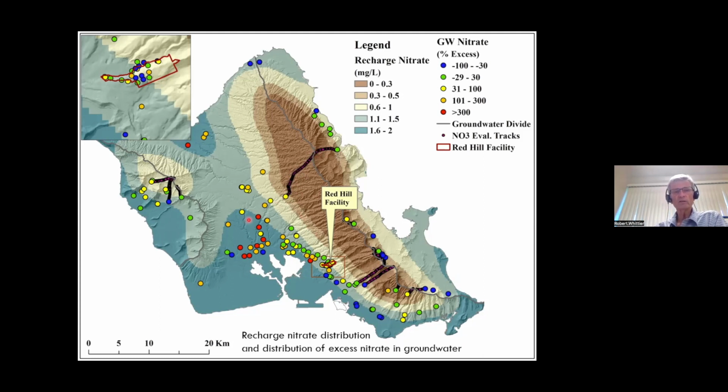So again, we modeled the nitrate and mapped it as a percent exceedance of the measured versus the modeled. In the Red Hill region, we find that we have actually some depletion, some agreement with the model, but then some zones of significant excess nitrate. So it's two very different patterns of nitrate with different flow trajectory implications.